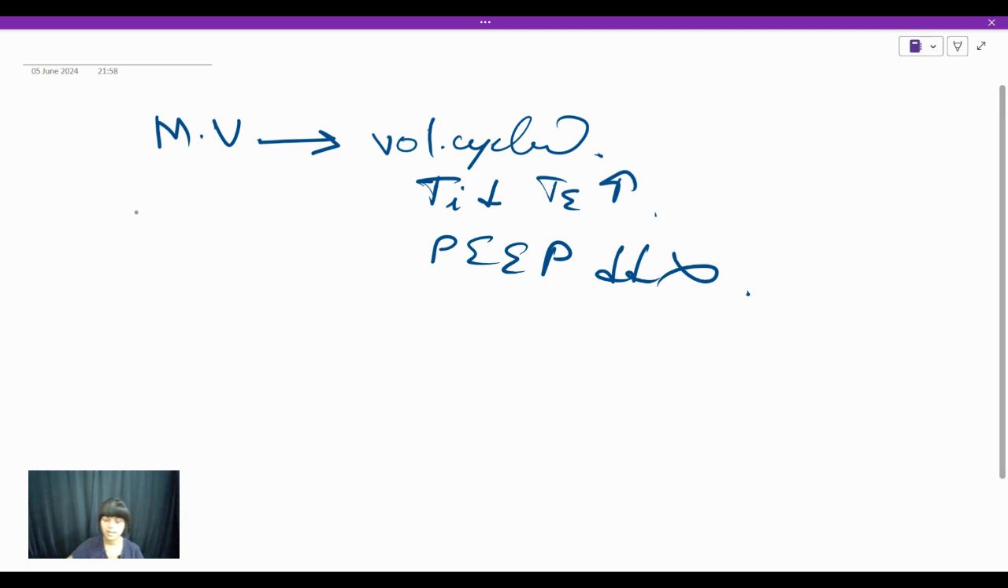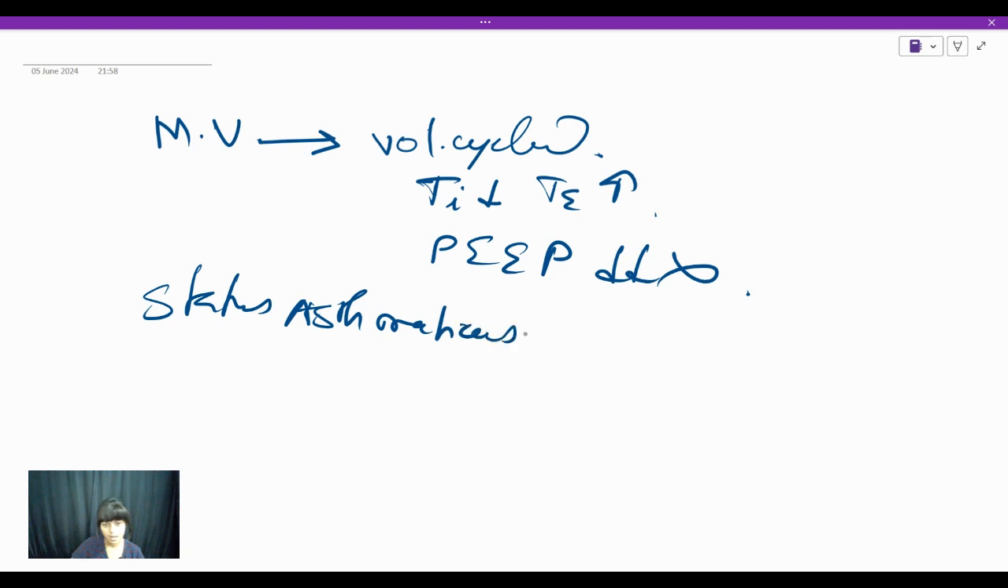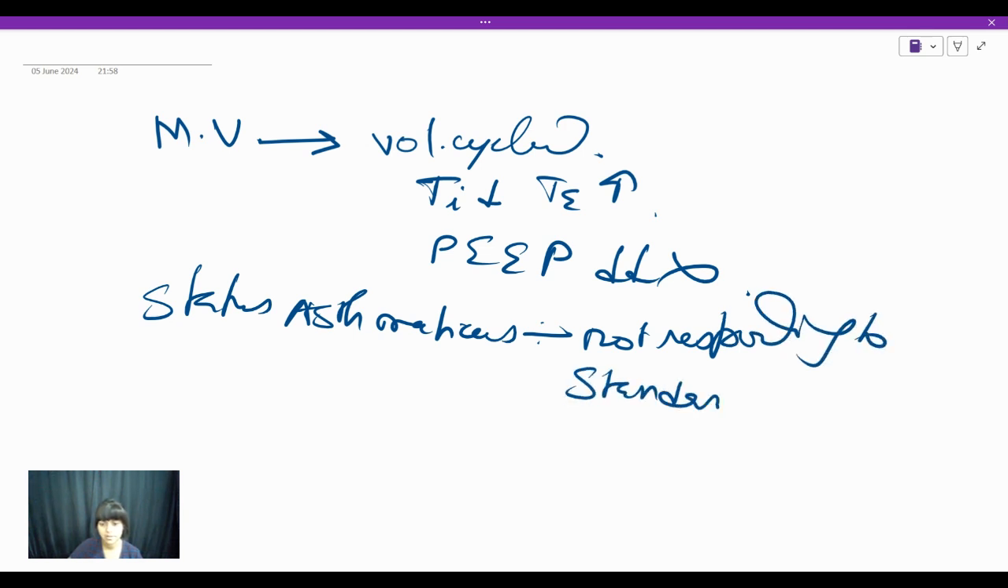And what is status asthmaticus, students? This is also important. So if the acute exacerbation is not responding to standard treatment, okay, then that is called status asthmaticus, right?